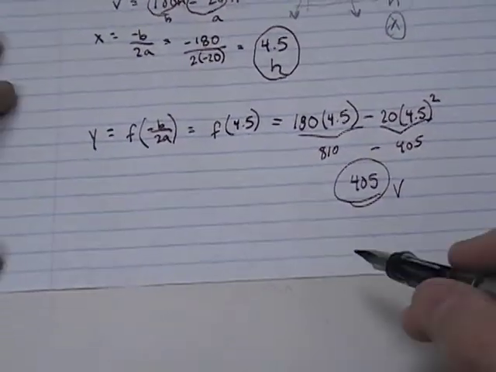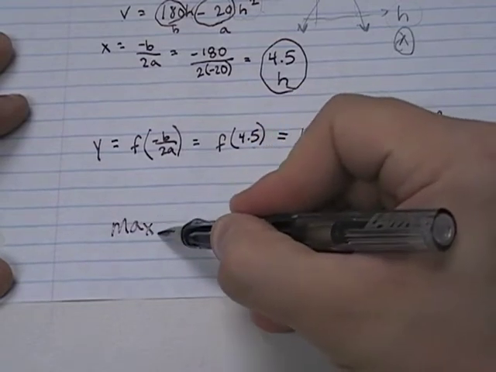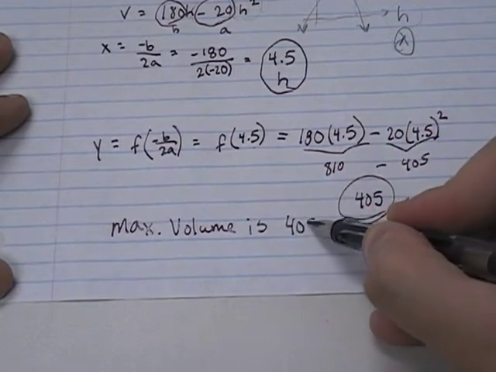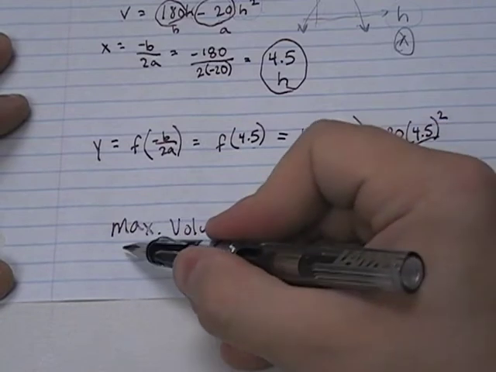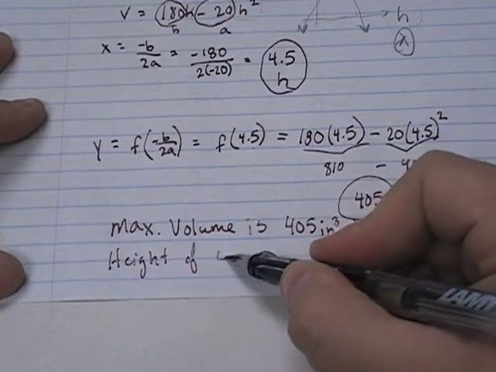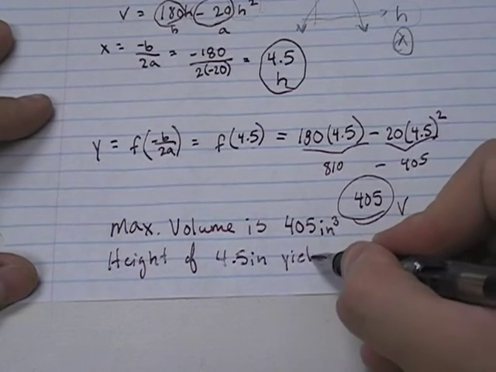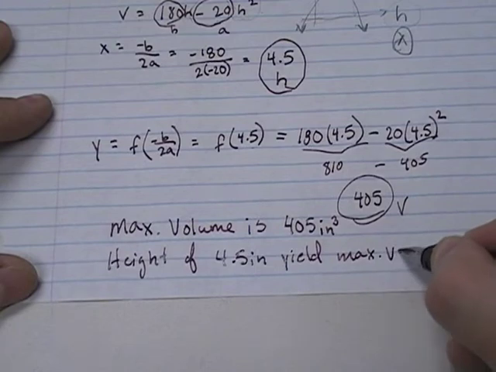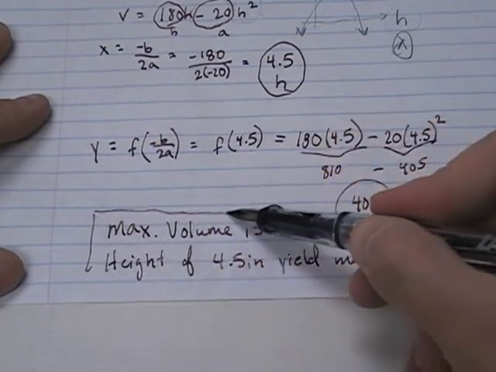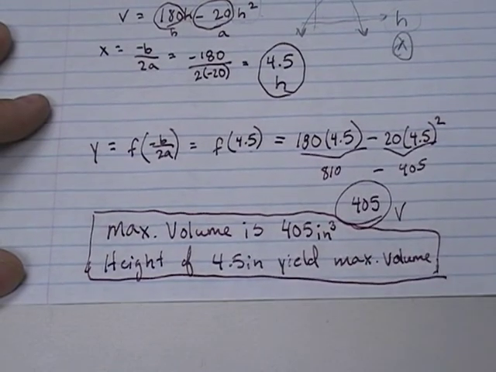So how would we write our answer? What's the best way to write our answer? Well, I would just tell someone that the maximum volume is 405 cubic inches, and a height of 4.5 inches yields the maximum volume.